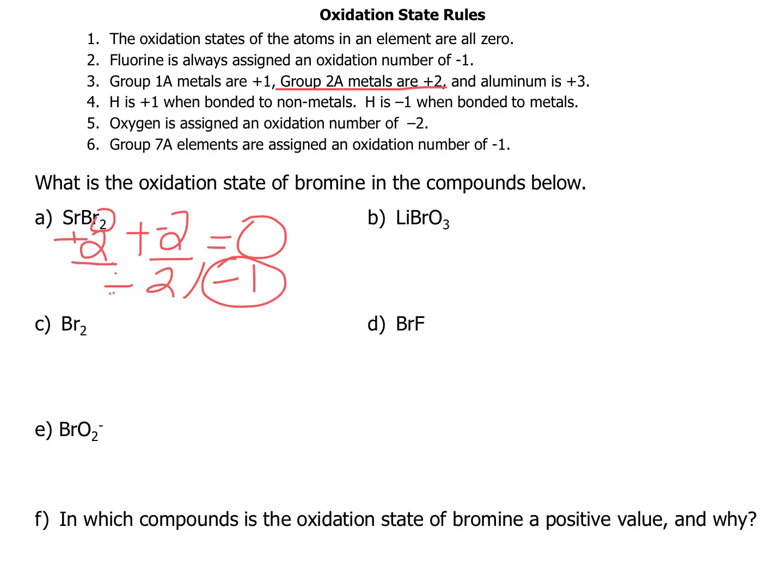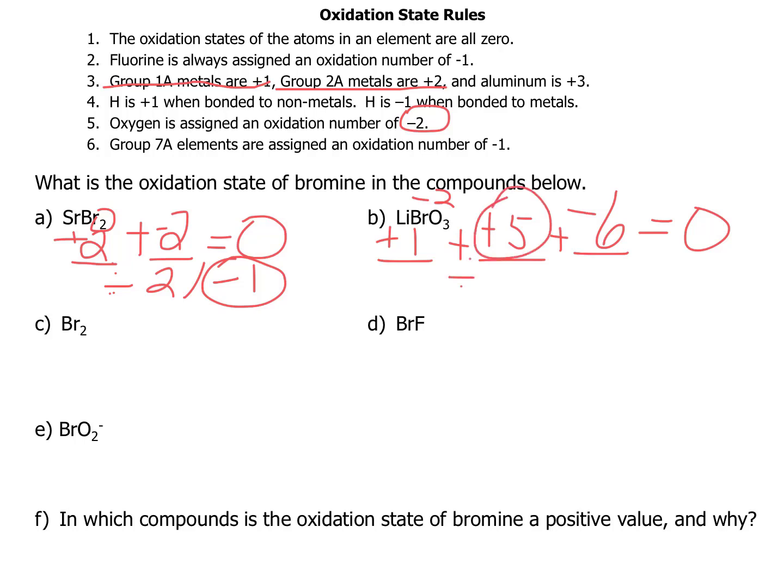In the next question, we have 3 elements, lithium, bromine, and oxygen, all adding up to 0. Lithium would be covered in Rule 3, which says it will be +1. Oxygen will be covered in Rule 5, which says that each oxygen is a -2. So since there are 3 of them, that would be -6. We can see that algebraically, +5 belongs in the blank, and when we divide that by 1 for our 1 bromine, we are still left at +5.